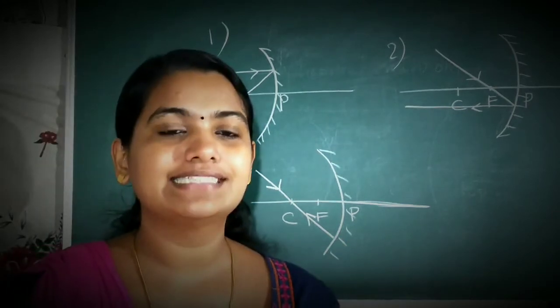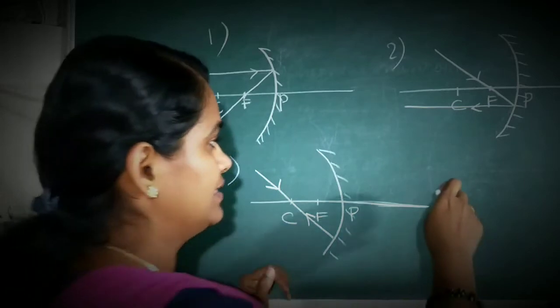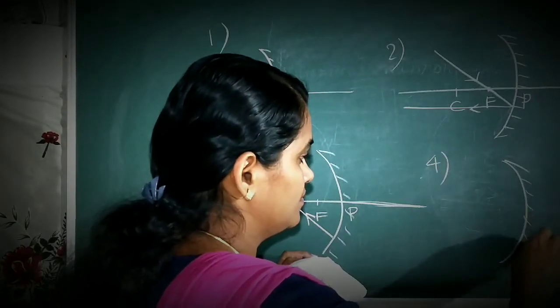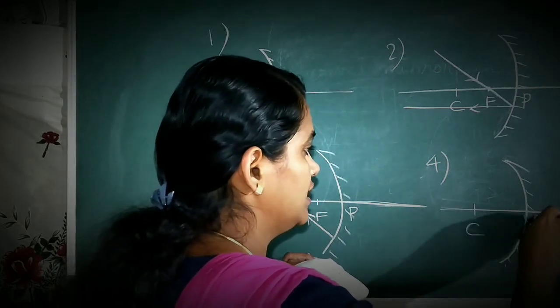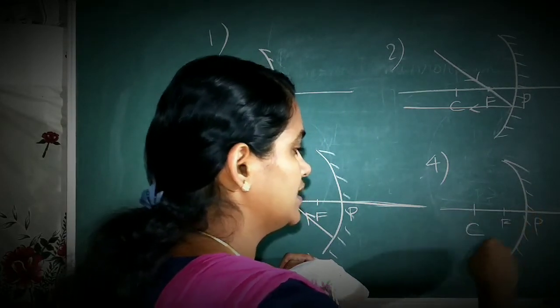That's the third case. And next, the fourth and the last one for the concave mirror. We have the principal axis, the center of curvature C, the pole P, and we have a focus here F.